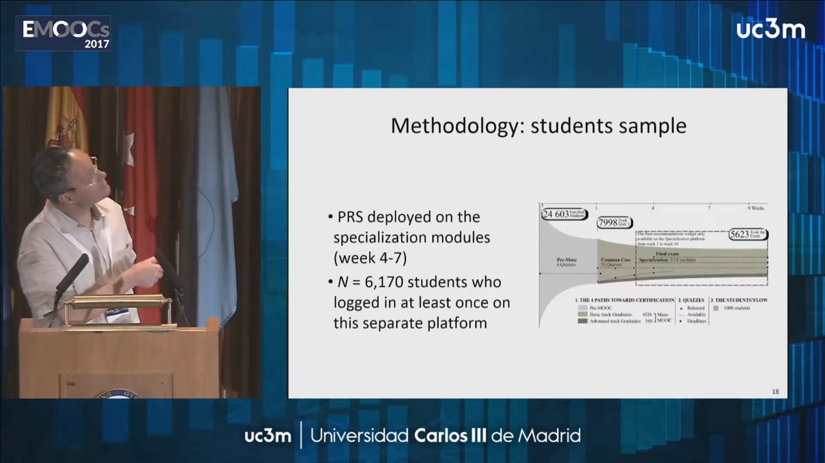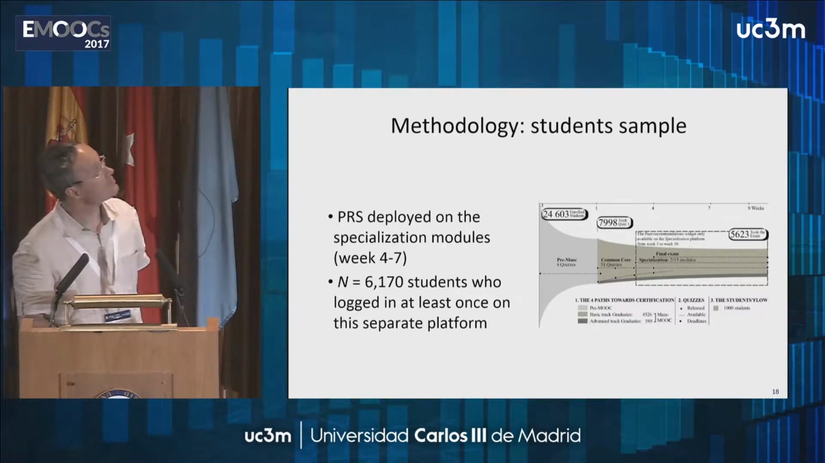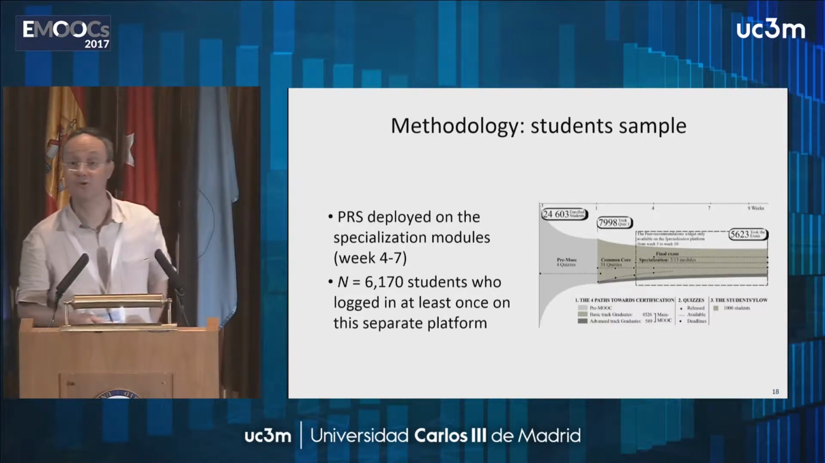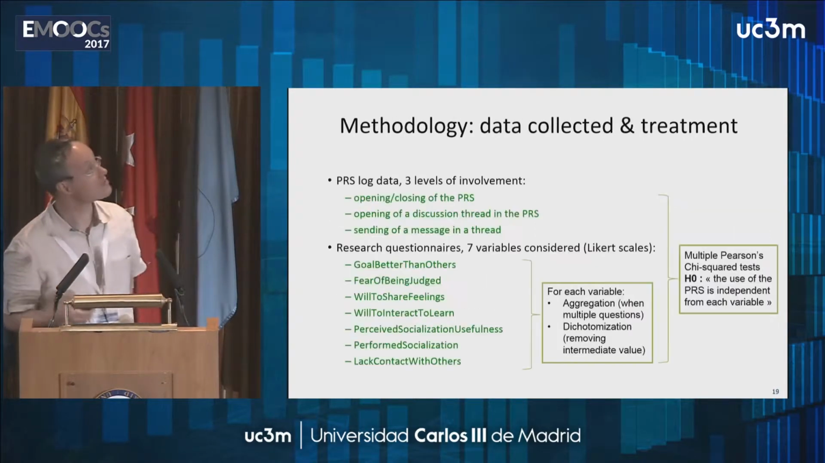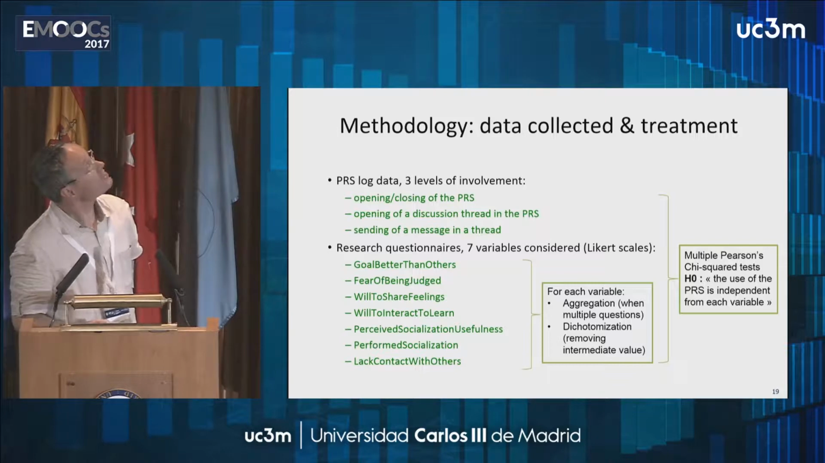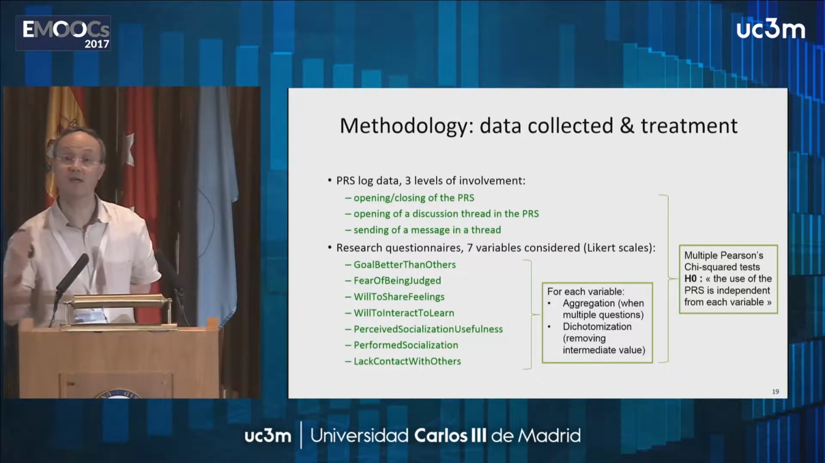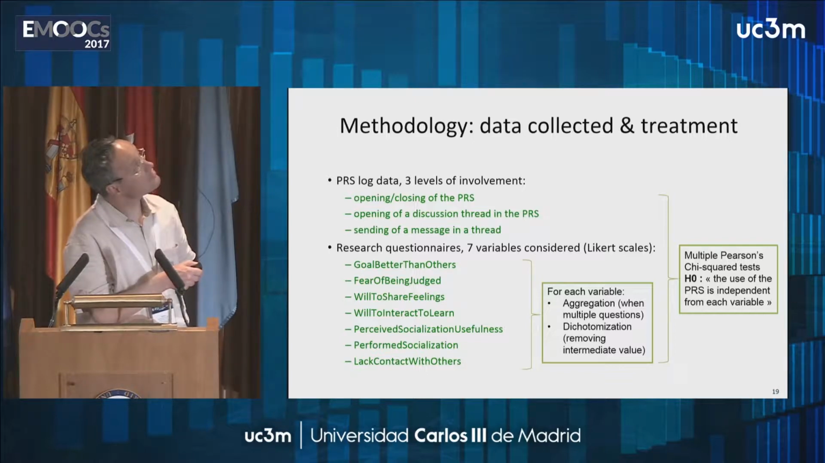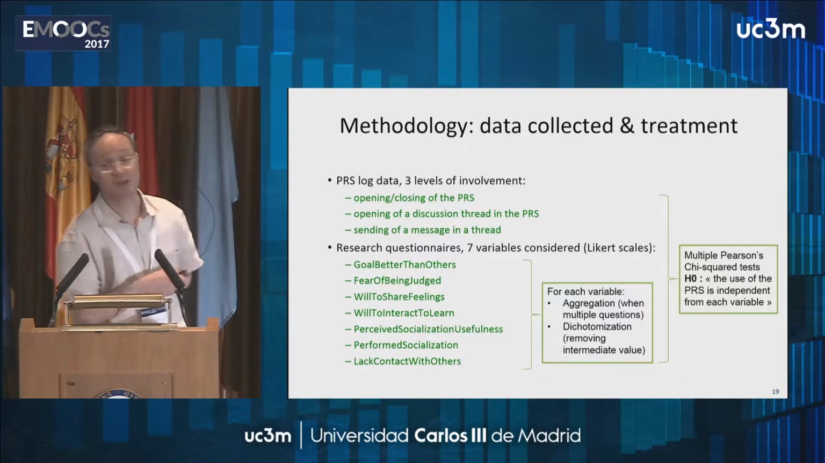So we had only 6,170 students. So you see, we were already in the funnel there. It was not all the students enrolled who were concerned by our first test. The methodology was using 3 levels of involvement. Level 1 is simply clicking on the recommender system. Number 2 is opening a discussion thread. And the third level of involvement is sending a message.